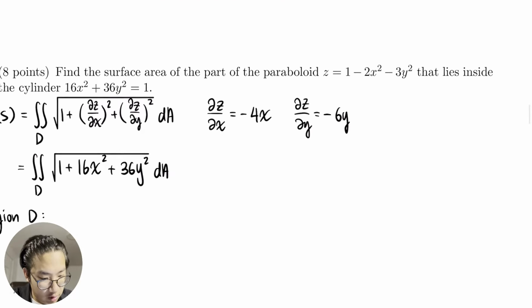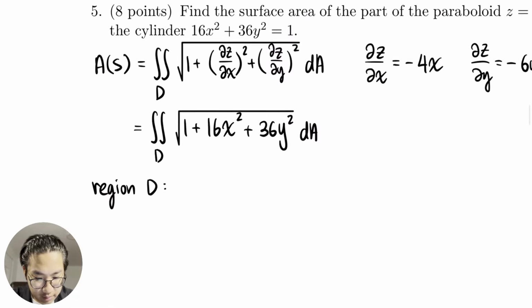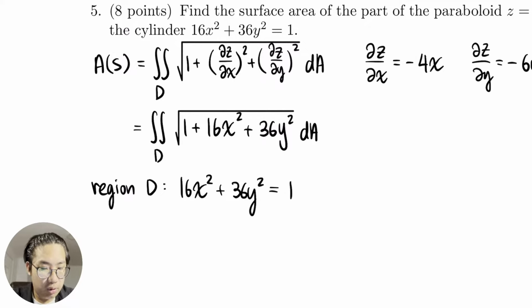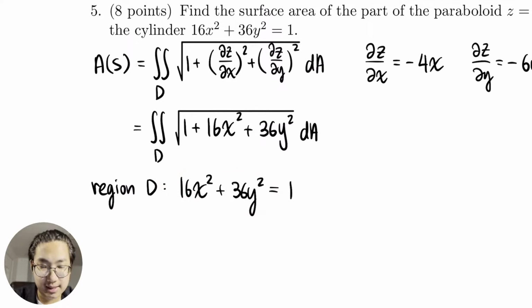Okay, so next we can take a look at our region D. In this case, we are looking at this region over here. And because it's a cylinder, it's simply just going up and down. And with that in mind, then we can write it out like this. So we have 16x squared plus 36y squared is equal to 1. Our goal here is to eventually get into polar coordinates somehow, except we face the issue that this isn't directly translatable to just r and theta using x is equal to r cos theta and y is equal to r sine theta.